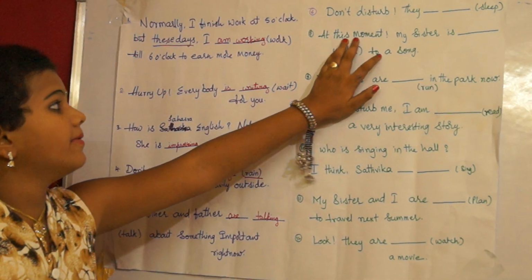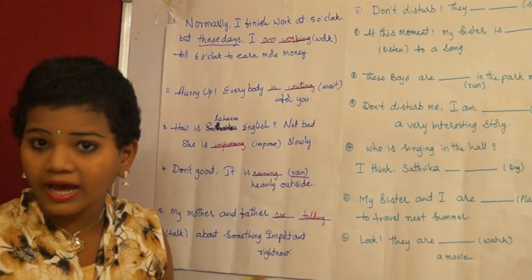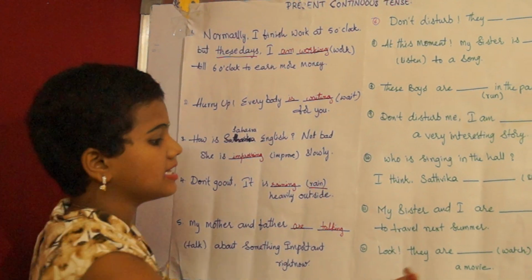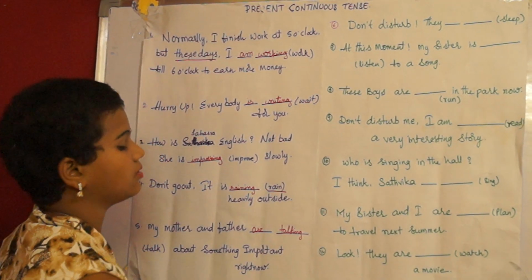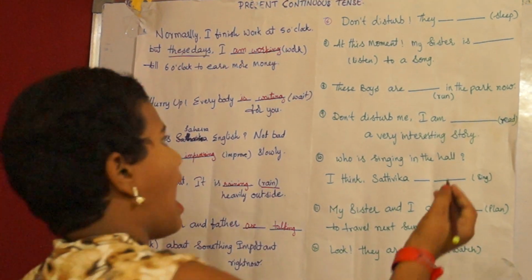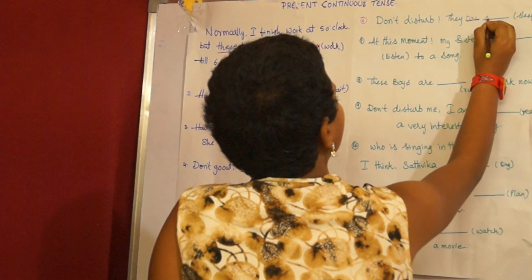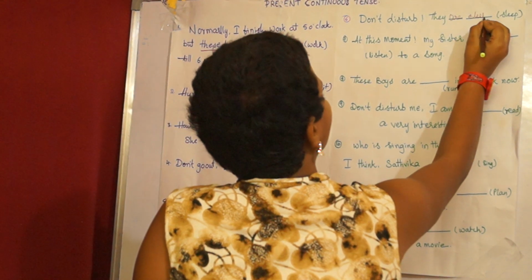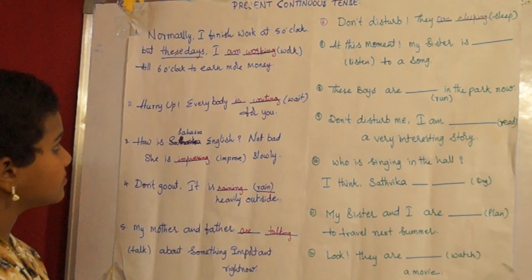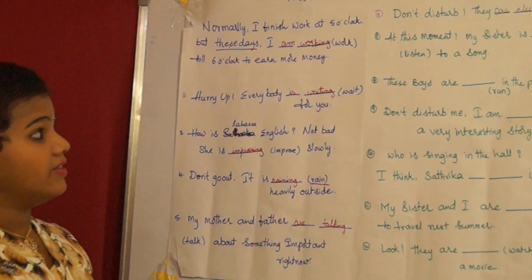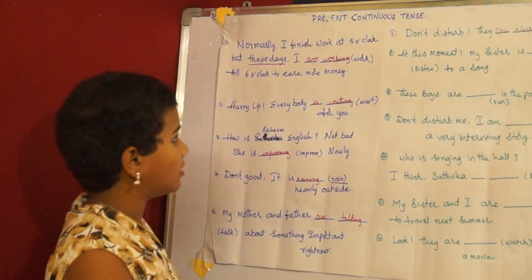Don't disturb, they dash sleeping. If they comes, we use are. We, you, they, we use are. So they are sleeping. Don't disturb. They are sleeping. Is it correct? Yes. If they comes, you should use are. Okay, now let's go to next.